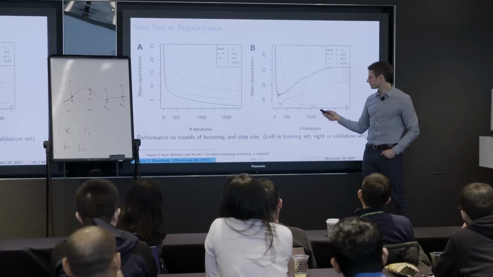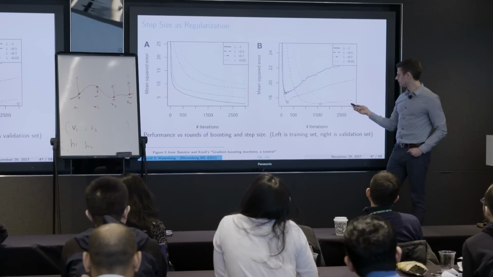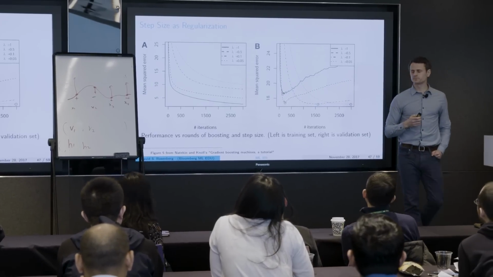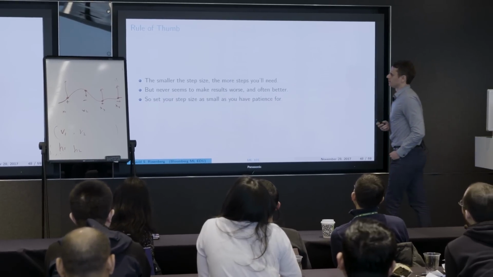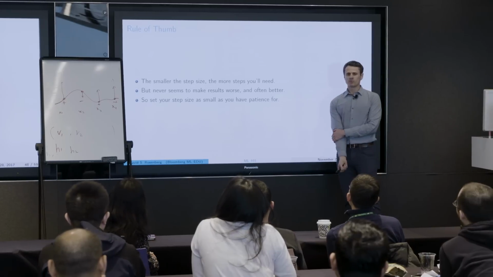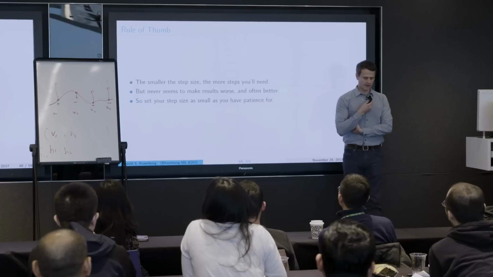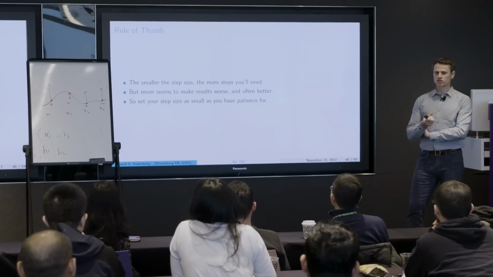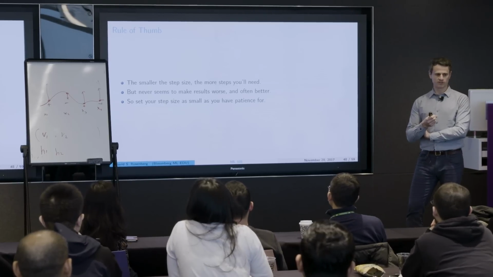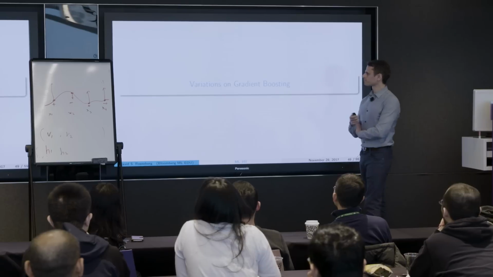It's easier to find. So here it kind of hits the minimum and bounces back up, but here it stays there a little bit longer. And so the rule of thumb is that what people have found is that smaller step size is better, but you have to take more steps. And so make the step size as small as you have the patience to wait for it to converge. That's kind of the rule of thumb.